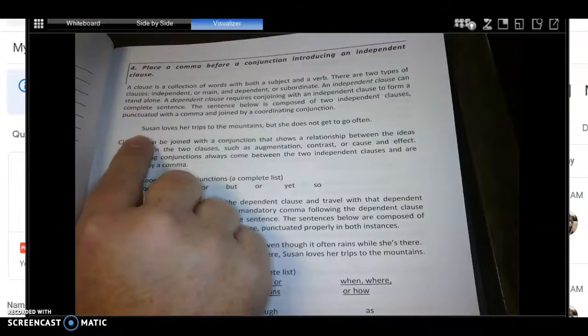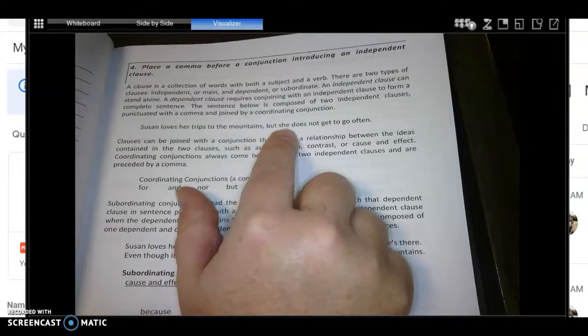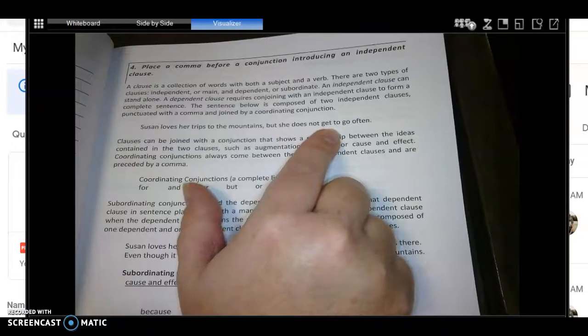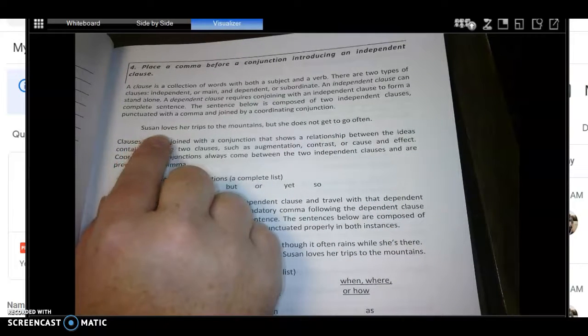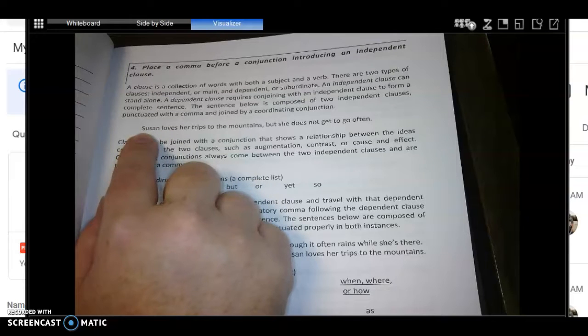Okay? So here we have, Susan loves her trips to the mountains, comma, but, our conjunction, she does not get to go often. Okay? So if we're looking here, go ahead and mark your subjects and verbs in this sentence with me. You should underline loves twice because it is our verb. And then who or what loves? Okay, hopefully you said Susan. That's our subject. You'll need to go ahead and underline that once.